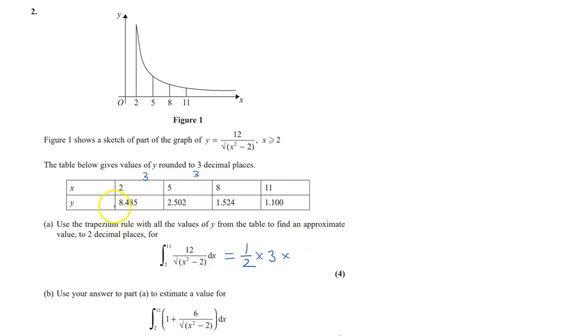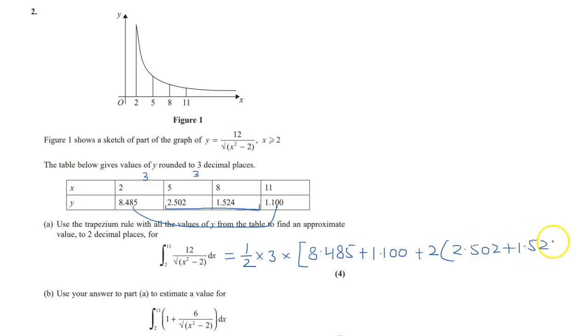Multiply. So we have 8.485 plus, we take the extreme values, 1.100 plus 2. Now we add these 2 and multiply it by 2. The middle values, whether they are 3, 4, 5, 6, whatever. So this is 2.502 plus 1.524. So that's how we use the trapezium rule directly.